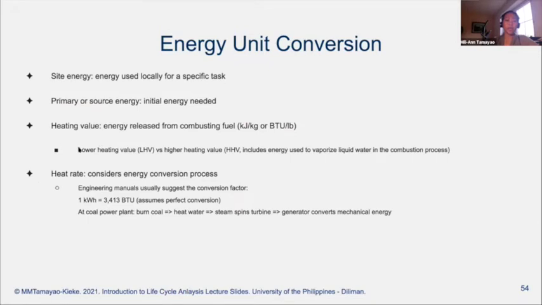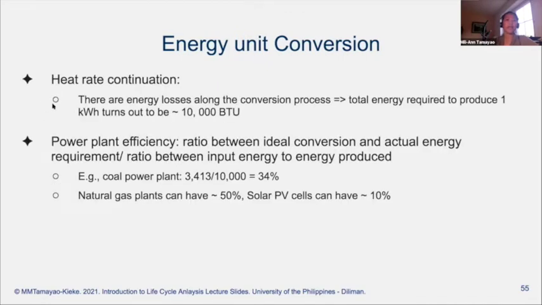So engineering manuals usually suggest the conversion factor 1 kilowatt hour is equal to 3,413 BTU, but this assumes perfect conversion. Now, at a coal power plant, for example, you burn coal to heat the water, steam spins the turbine, and then the generator converts mechanical energy. However, there are energy losses along the conversion process. Therefore, the total energy required to produce 1 kilowatt hour turns out to be actually 10,000 BTU.